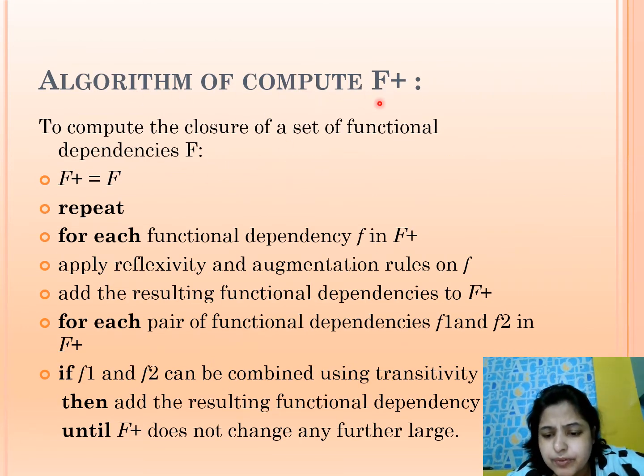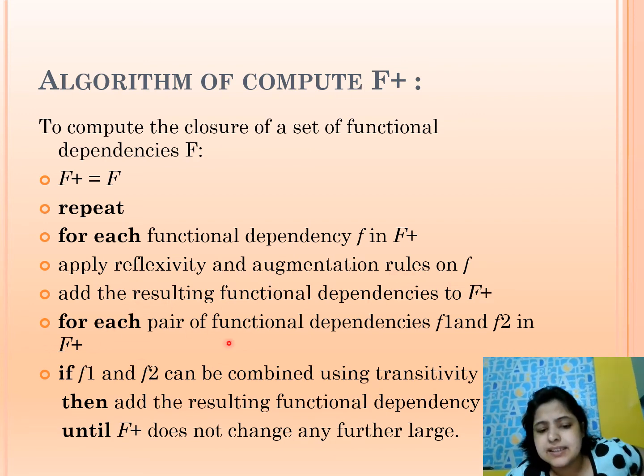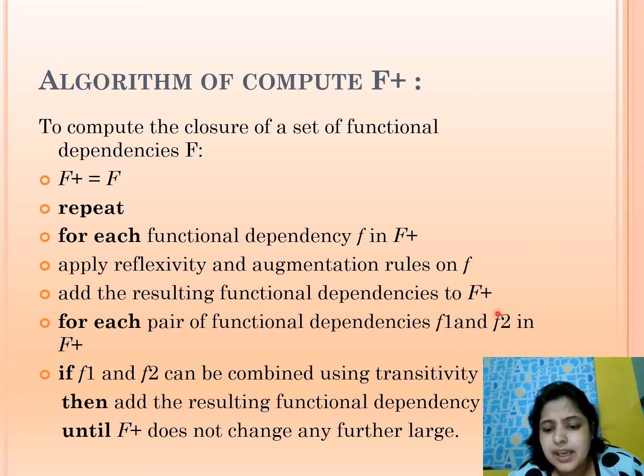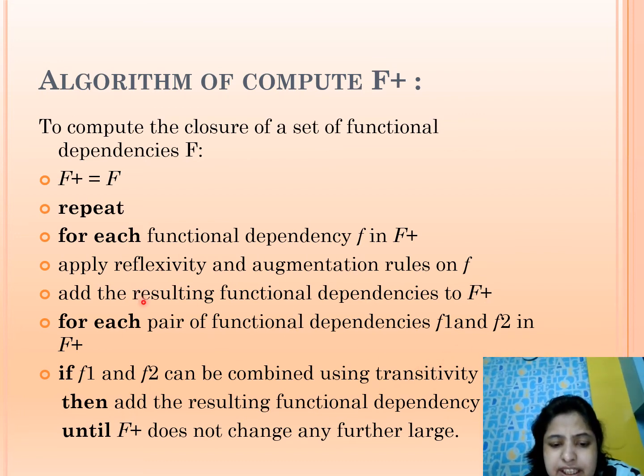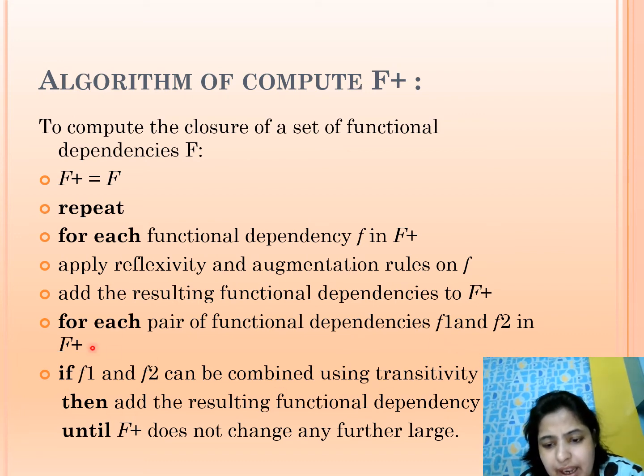This is an algorithm to compute the closure of a set of functional dependencies F. F plus is equal to F. Repeat for each functional dependency f in F plus: apply reflexivity and augmentation rules on f, and add the resulting functional dependencies to F plus, right? For each pair of functional dependencies f1, f2 in F plus, if f1 and f2 can be combined using transitivity, then add the resulting functional dependency to F plus, until F plus does not change any further, right?